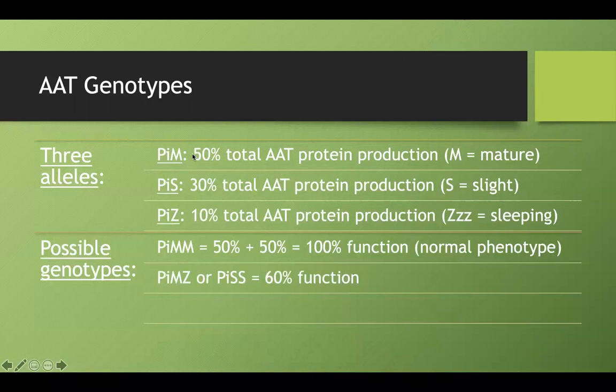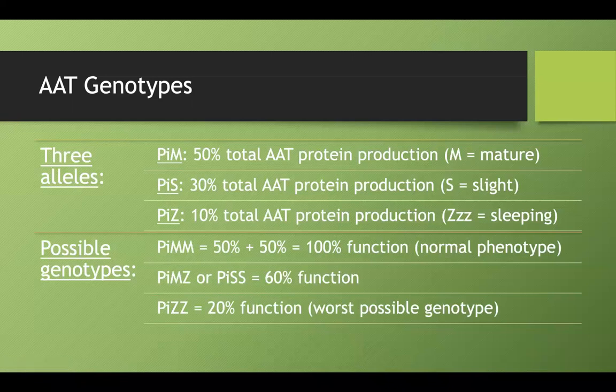Keep in mind, though, that you could actually get a PIM with a PIZ, so you can get a PIMZ genotype. Or you can get two PIS alleles. And in both cases, it'll form about half of the function. And how do we get this 60% function? If you take 50% plus 10%, that'll give you a 60% function for this specific genotype. And in this case, if you have two PIS alleles, that'll give you 30 plus 30%. So in both of these cases, you'll get 60% of your function. So you might have some symptoms. It's hard to say. It's quite variable, actually, at this specific genotype.